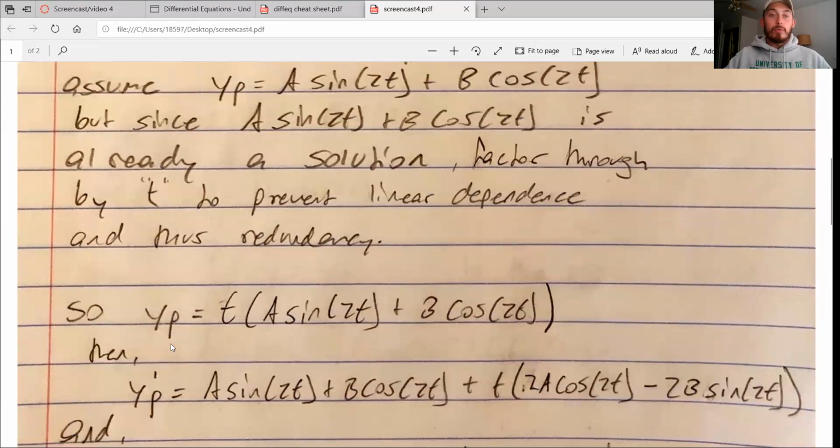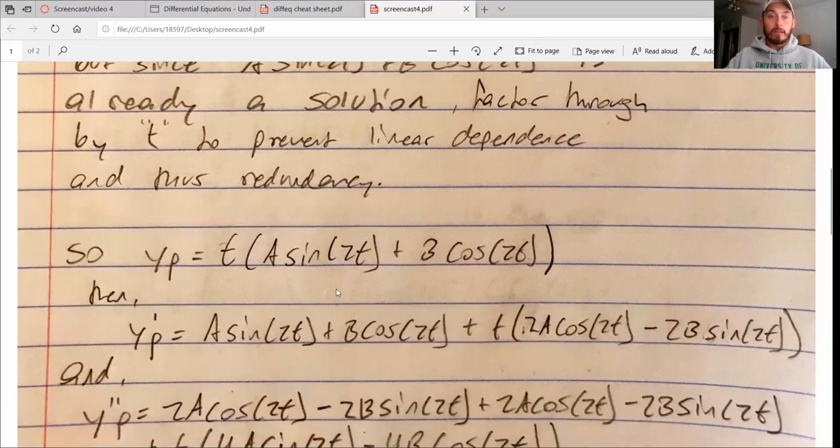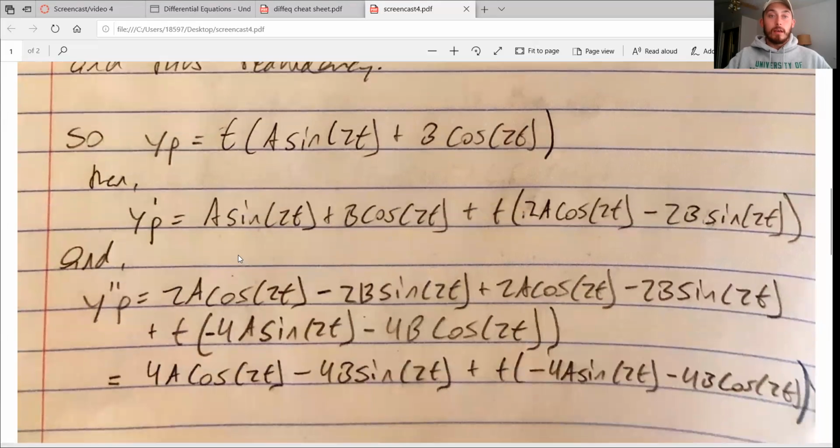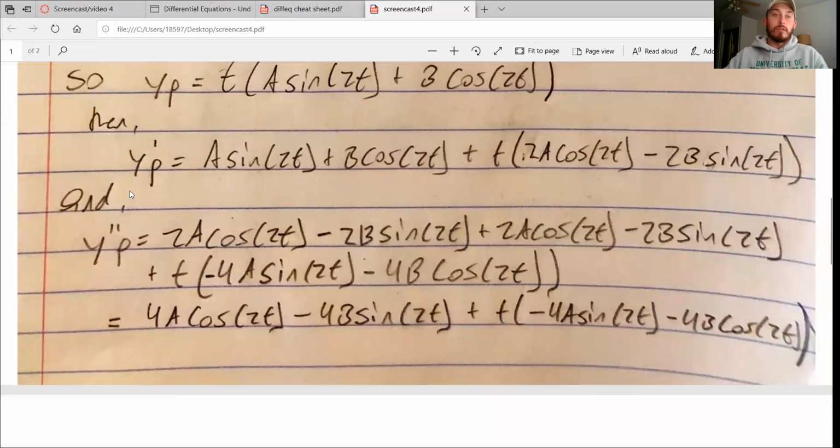So we're going to end up with yp equals t times our assumed solution of a sine 2t plus b cosine of 2t. So we end up with a y prime, a sine 2t plus b cosine 2t plus t times this initial value. I just left it in this form because product is easier to do than all these individual terms. The product rule is easier to use. Now, y double prime did a similar thing. It simplifies to 4a cosine 2t minus 4b plus the product of these two terms.